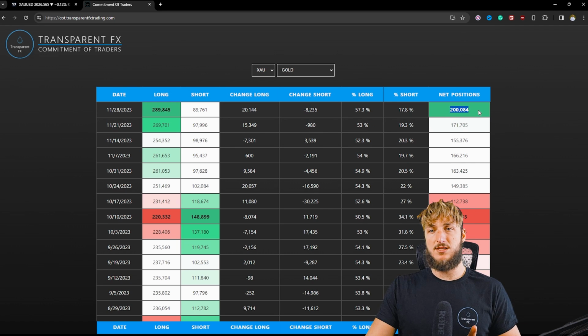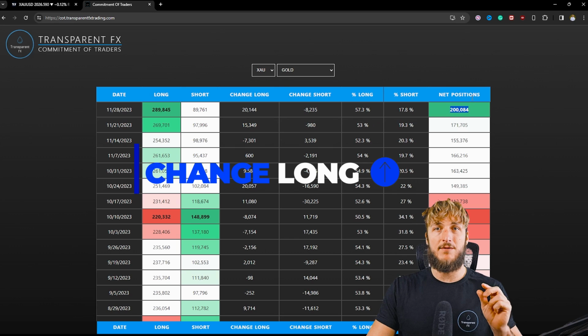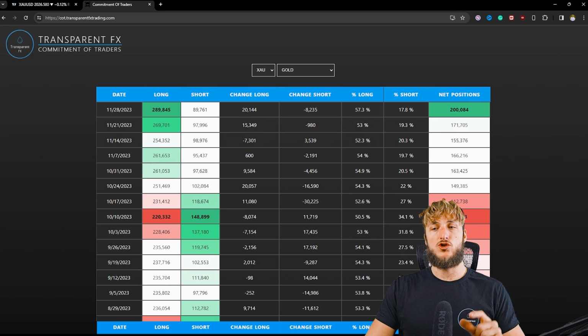And here we can see how we're now sitting with one of the highest net positions ever. And this happened in a very short period of time. So we had huge institutional longing in a very short period of time.